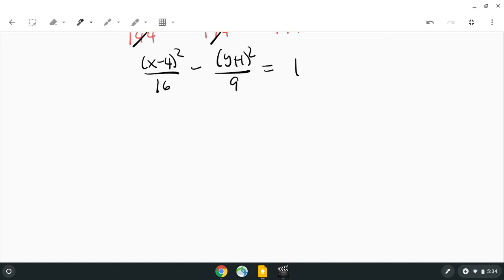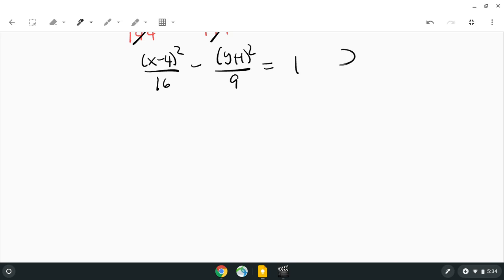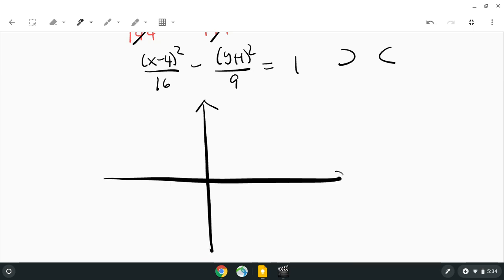And so we know it's a hyperbola with a horizontal transverse axis. All right, so let's go ahead and graph this. The original center is at 0, 0, but now we're going to shift it 4 to the right, 1, 2, 3, 4, and 1 down. So here's my new center, and now I just do everything off of this.